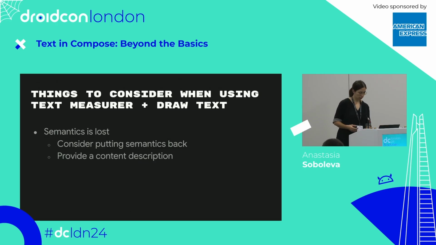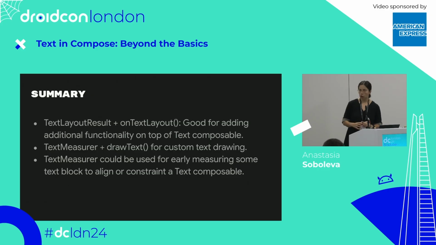Okay, so to summarize this whole story about TextLayoutResult and TextMeasurer, let's define some general rules or use cases for when you should be using them. If you display text using a Text composable and you need to add some additional capabilities or functionality on top of that, then using TextLayoutResult from the onTextLayout callback is the thing to do. TextMeasurer in combination with drawText is used for custom drawing.